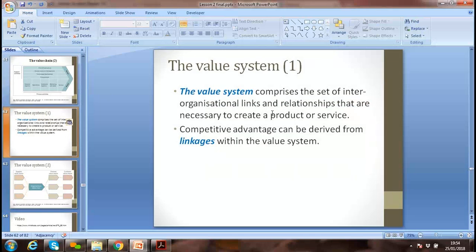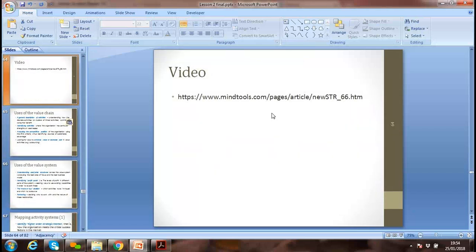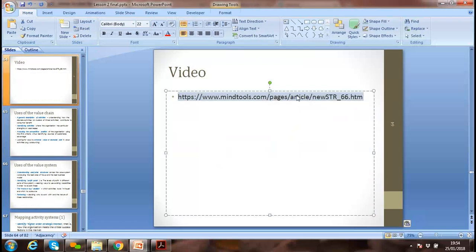The value system is comprised of a set of inter-organizational links and relationships. So between the departments, we need a good link as well. Does it make sense? Yeah. And linkage with the value system of the organization. It's quite a good link, Umar, it's a video. You can copy this link and paste it.